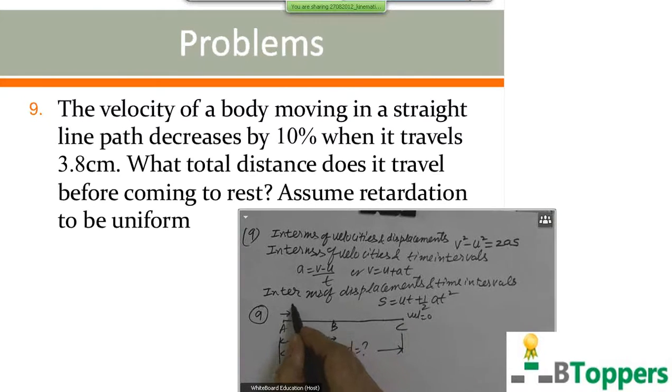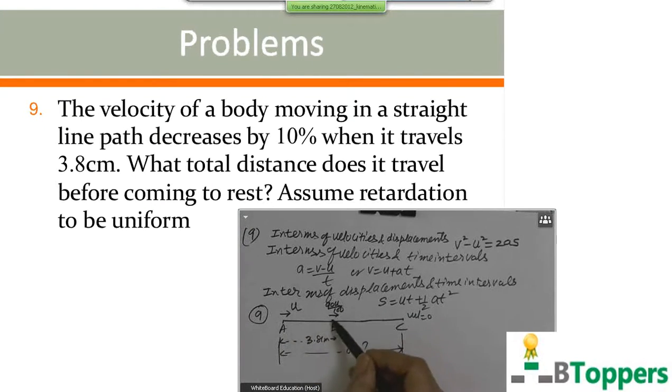So velocity at A, let it be U, is the initial velocity. Given that velocity decreases by 10%, that means the velocity at B becomes 90% of the initial velocity at A.